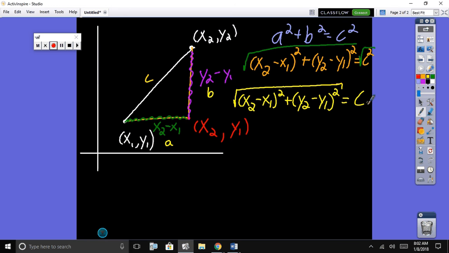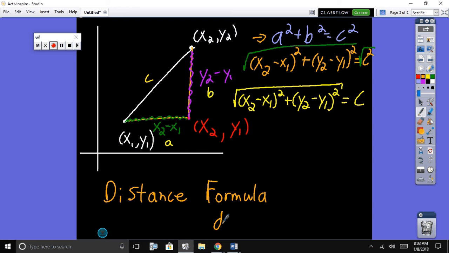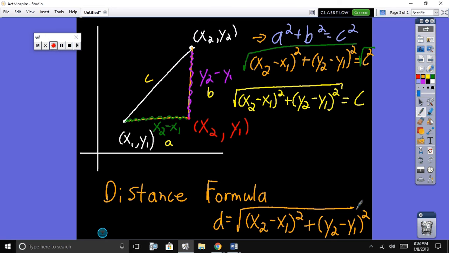Ladies and gentlemen, that is the distance formula that we derive from the Pythagorean theorem. Something we already knew up here, we're able to create something new. So I'm going to put down that title down here, distance formula. We usually like d, so d typically stands for distance, is the square root of x2 minus x1 squared plus y2 minus y1 squared.